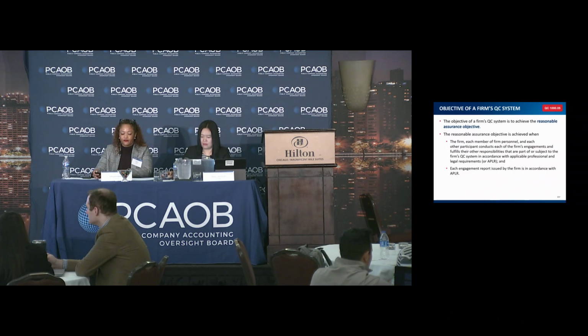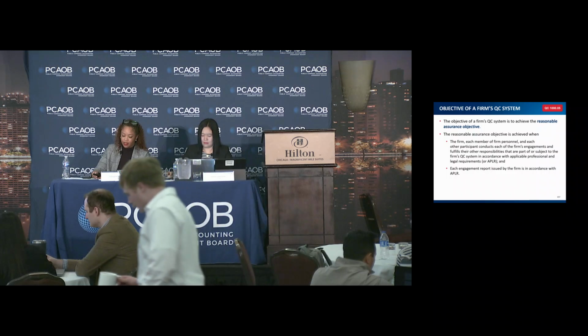So what's the objective of a firm's QC system under QC 1000? Well, QC 1000 specifies that an effective QC system provides a firm with reasonable assurance of two things. One, the firm, each member of firm personnel, and other participants conduct each of the firm's engagements and fulfill their other responsibilities that are part of or subject to the firm's QC system in accordance with APLR. And two, that each engagement report issued by the firm is in accordance with APLR. This is referred to as the reasonable assurance objective.